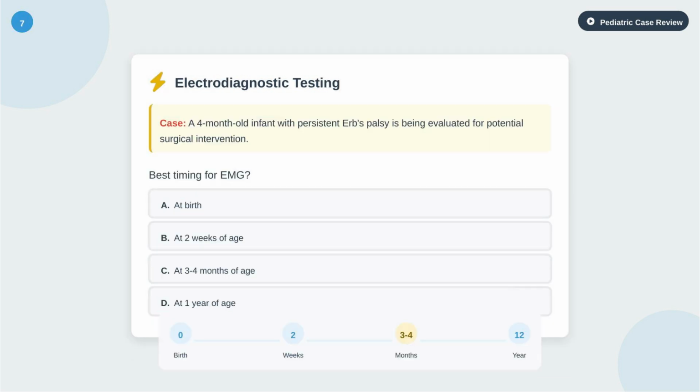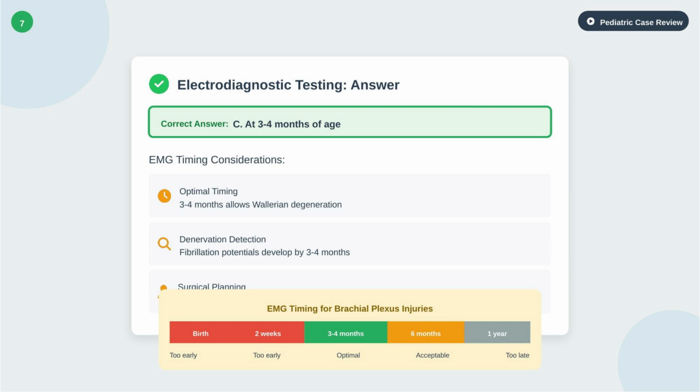A 4-month-old infant with persistent Erb's palsy is being evaluated for potential surgical intervention. When is the most appropriate time to perform electromyography to accurately assess denervation and prognosis? A. At birth. B. At 2 weeks of age. C. At 3 to 4 months of age. D. At 1 year of age. The correct answer is C. At 3 to 4 months of age.